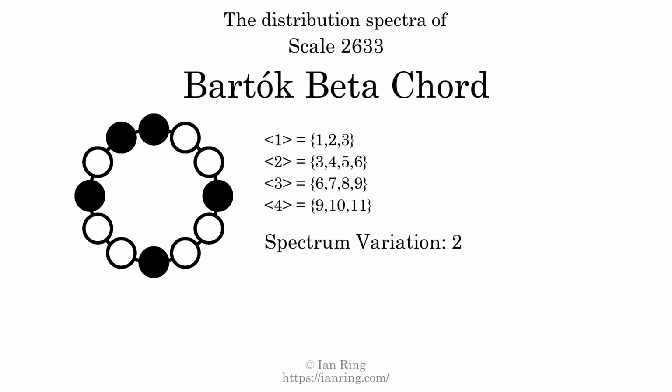The spectrum variation is the sum of all the widths, divided by the number of tones. The spectrum variation of this scale is 2. Since the variation is greater than 0, this indicates that the scale is not perfectly even. The highest spectrum width is 3.